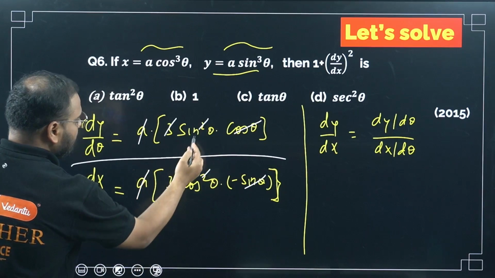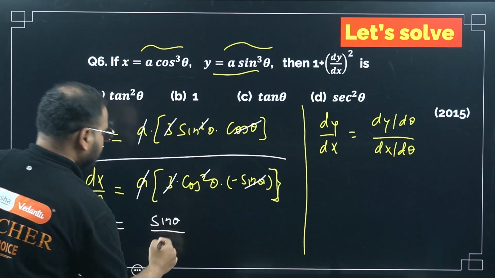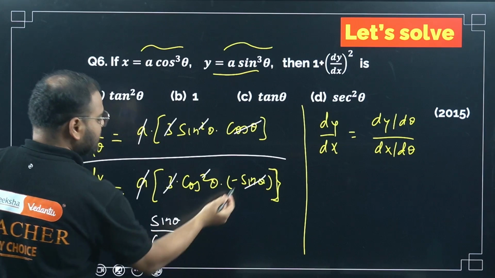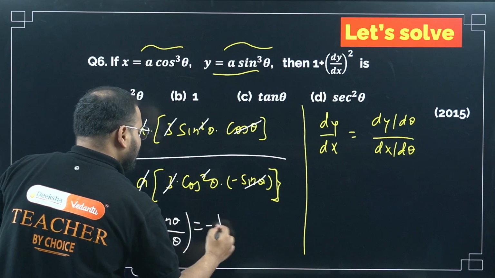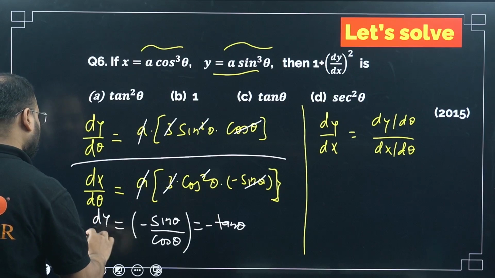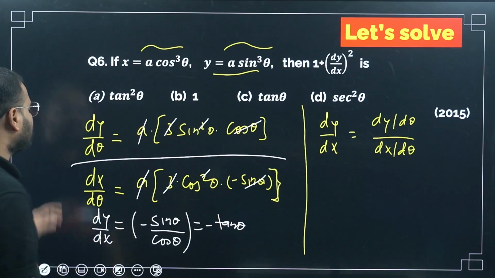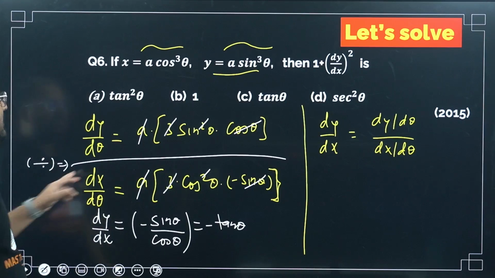It's simply one sine in the numerator that is left, and over here I have one cos left. Is that all? No, sir. There's a minus sign here also. So minus this thing. How much is that? Basically minus tan theta. This is my dy by dx. I have used division over here.